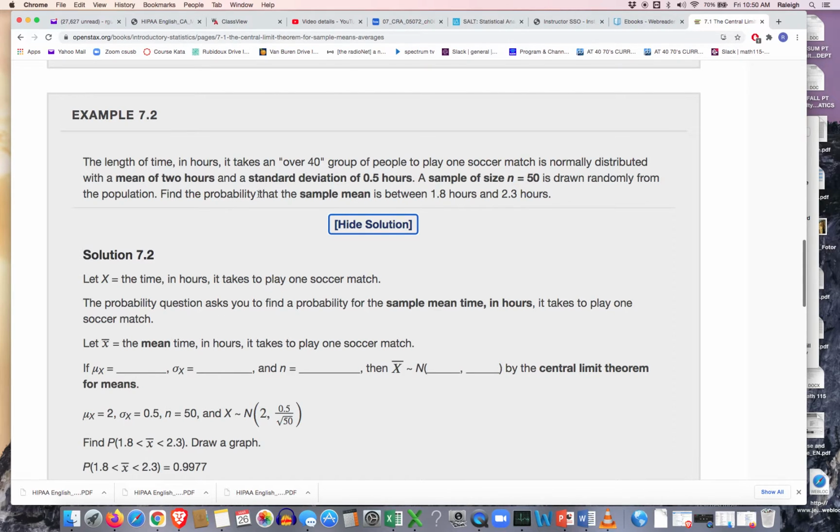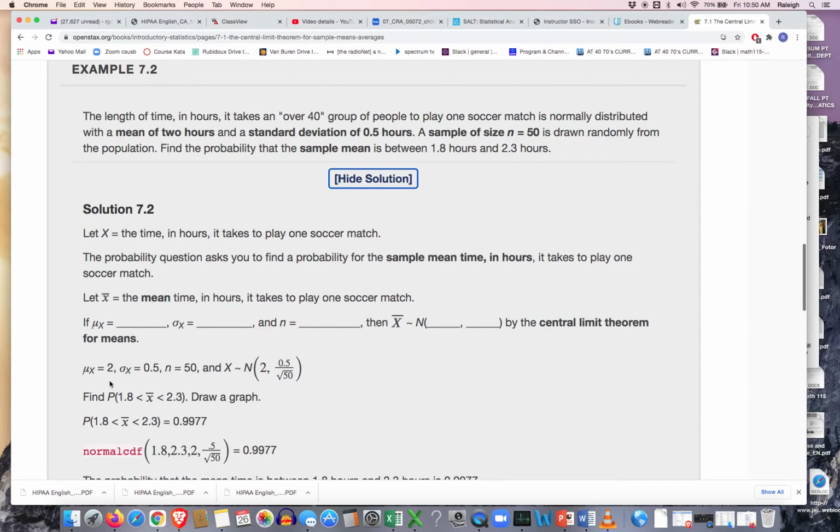They'd like to see probably the sample mean is between 1.8 hours and 2.3 hours. Okay, so the data is mu is 2, sigma is 0.5, but because we have 50 games that we've measured time-wise, we can actually shrink that standard deviation down significantly. That value is now 0.0707, very tiny number. That means that this is a much wider graph than it seems.